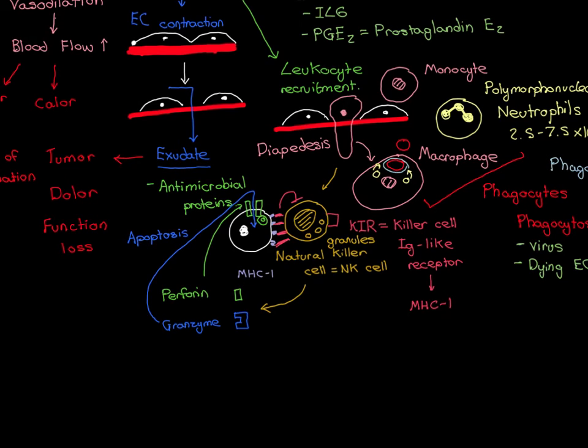So, overall, these are the three types of white blood cell that we're going to bring in then.